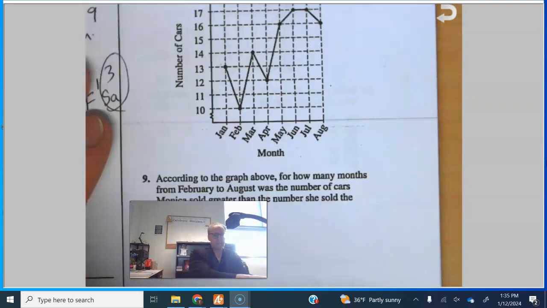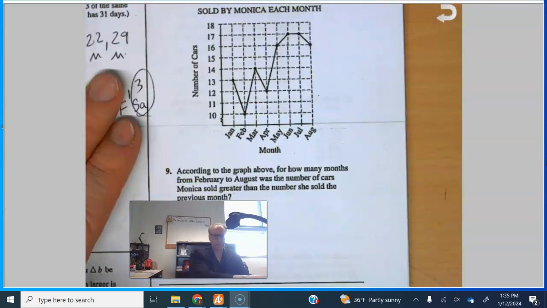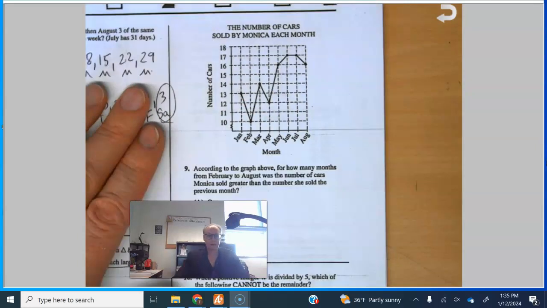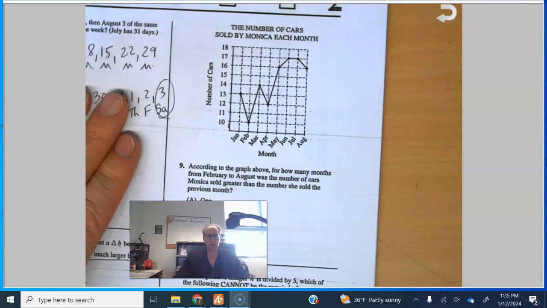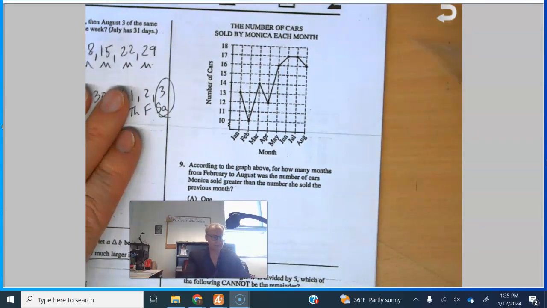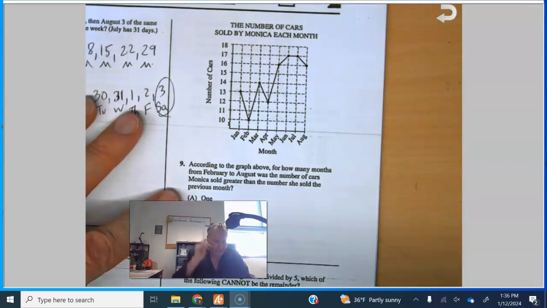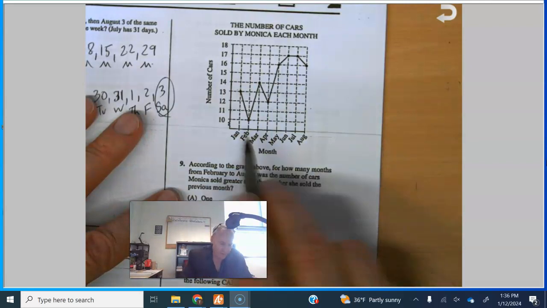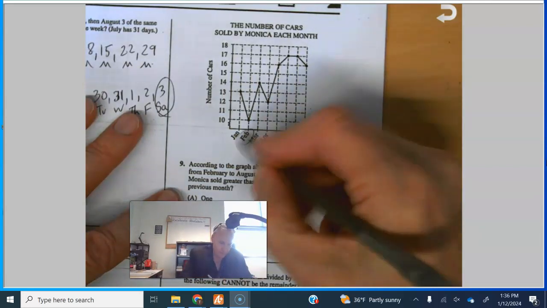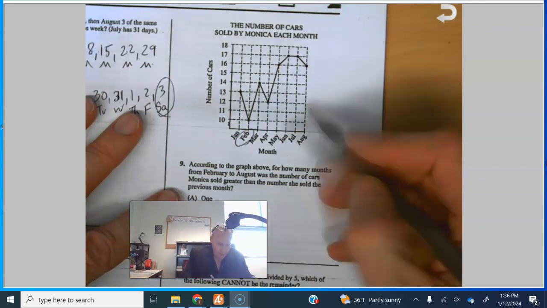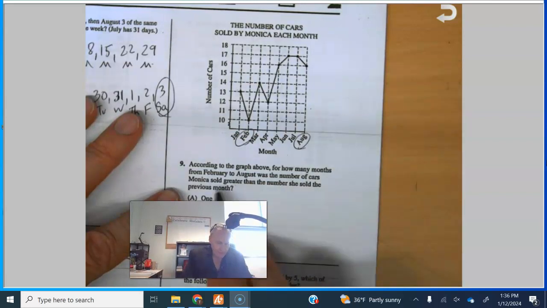All right, number 9. Got a graph and a bunch of stuff going on. Let's see if I can make sense of it for you. Okay, it says the number of cars sold each month by Monica. She's selling a lot of cars there. According to the graph above, how many months from February to August was the number of cars Monica sold greater than the number she sold the previous month?